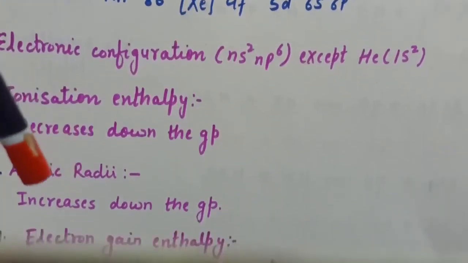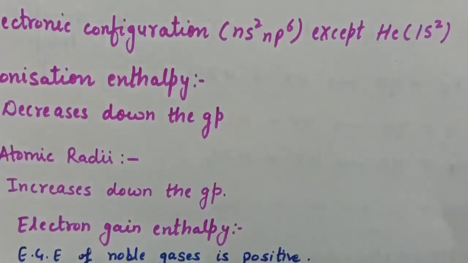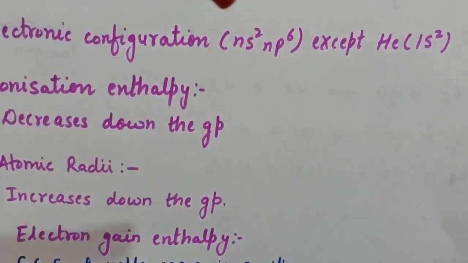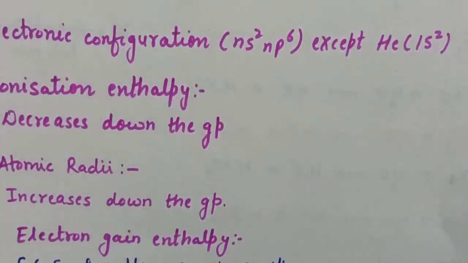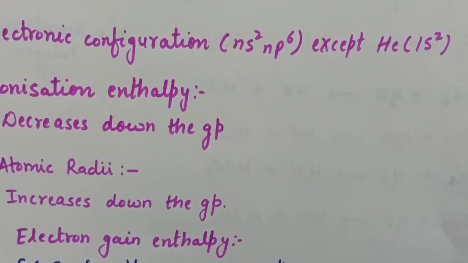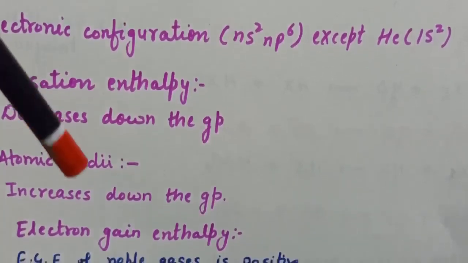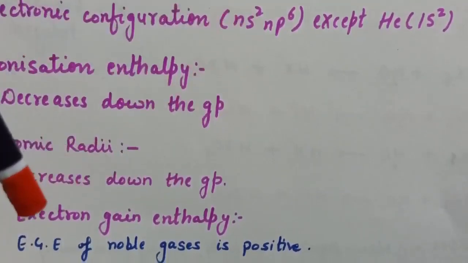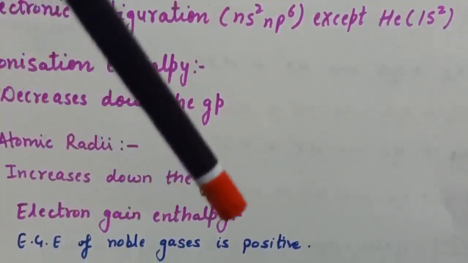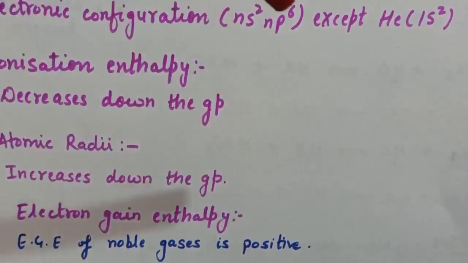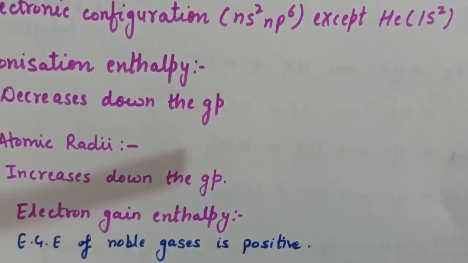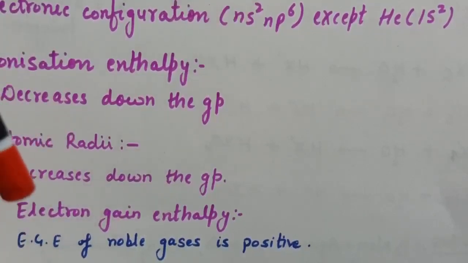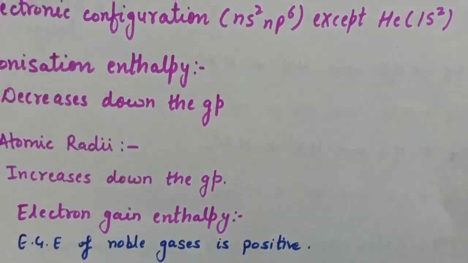Fourth is electron gain enthalpy. Since noble gases have a stable electronic configuration, they have no tendency to accept an electron, and therefore they have large positive values of electron gain enthalpy. Or you can say that the electron gain enthalpy of noble gases is positive because they have a stable electronic configuration and there is no tendency to accept the electron. That is why the value of electron gain enthalpy is positive.